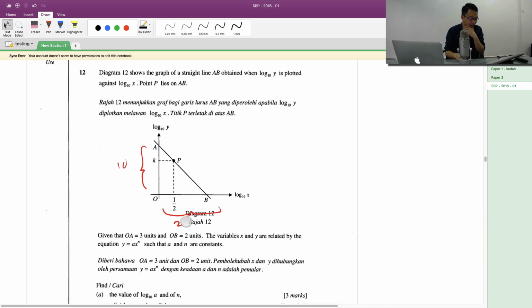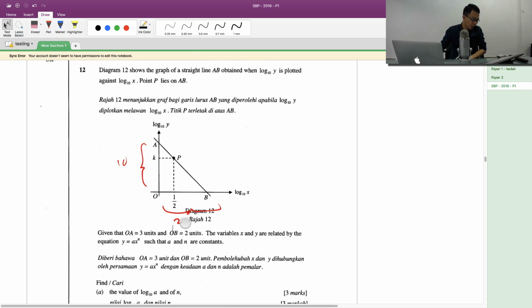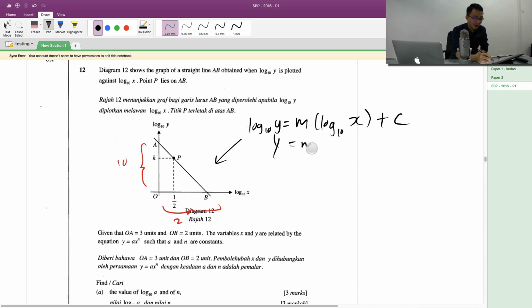Alright, so the variables x and y are related by the equation y equals to ax to the power of n, such that a and n are constants. So find the values of log a and n. So what I will do over here is, if I want to form an equation from here, I will say this is log 10y equals to m log 10x plus c. I mean log 10x, not log x. This is y equals to mx plus c.